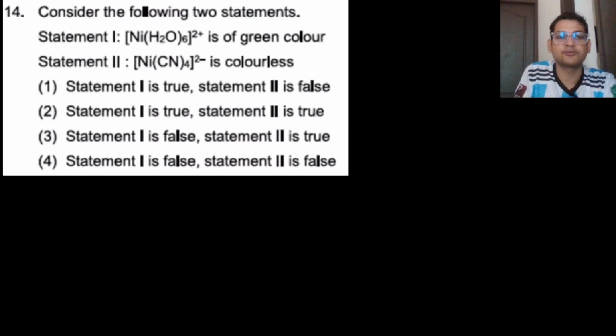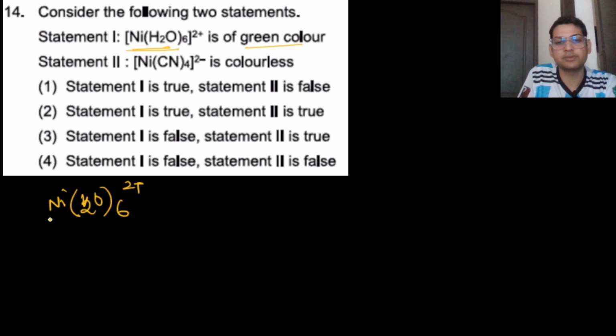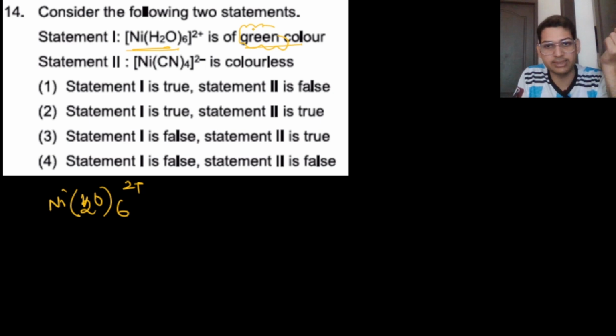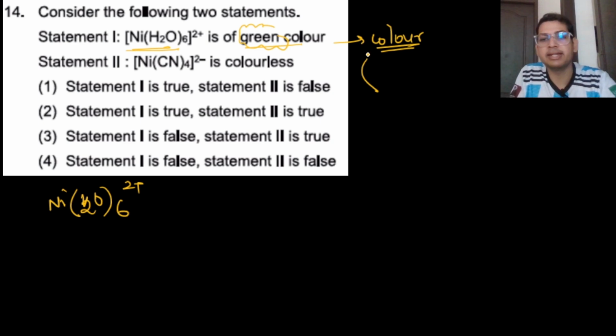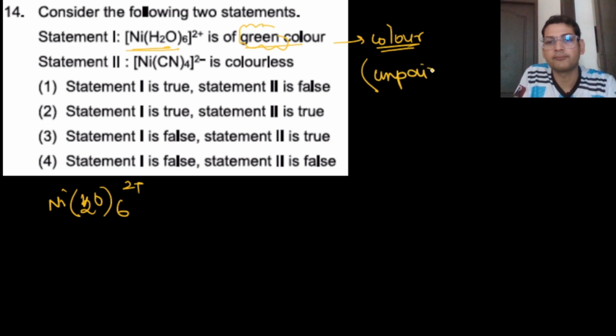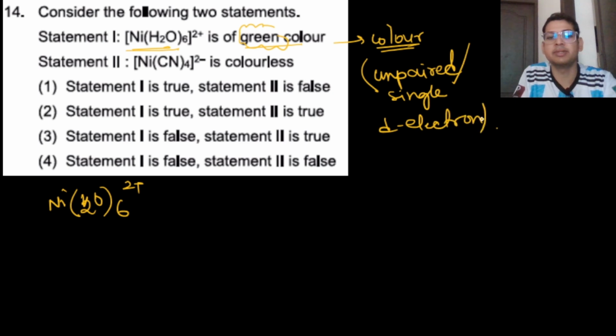Okay, Ni(H2O)6 2+, this is from the coordination chapter. It's a very easy question, right? Ni(H2O)6 2+ is green in color. You cannot predict green probably without the color wheel and all these things, right? But it is showing color. Why is it showing color? Because, as given in your book, it must have unpaired, or we can say single, d electrons. That we have to establish, whether it has them or not.